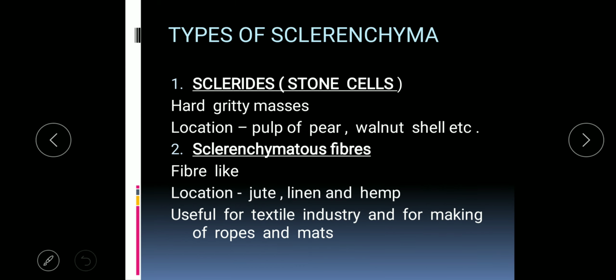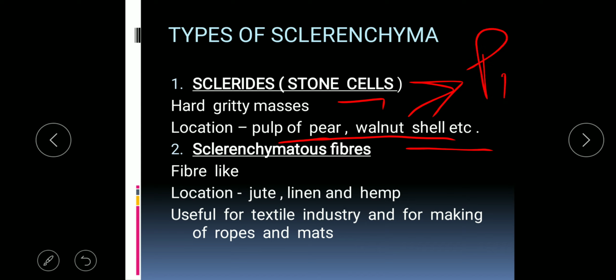Okay, so sclereids are hard gritty masses, so that is why they are also known as stone cells. And where are they present? They are present in the pulp of pear. You must have tasted the pear. So the small gritty masses while you are chewing the pulp of pear, those gritty masses are the sclereids. That is a type of sclerenchyma. Then the shell of walnut. So what is the function of these sclereids? In this case, it helps in the protection of seeds.